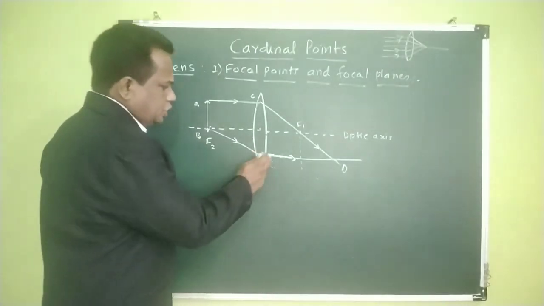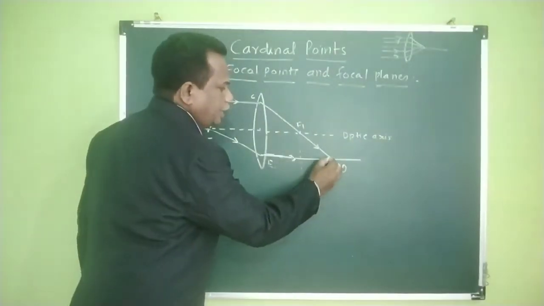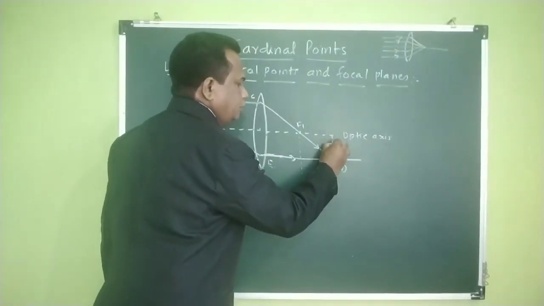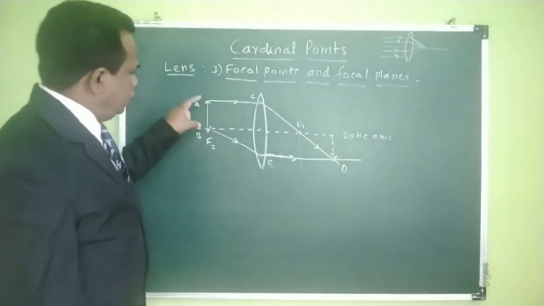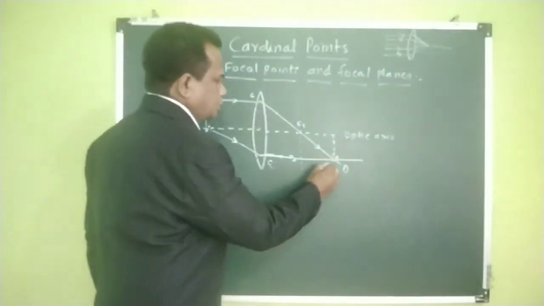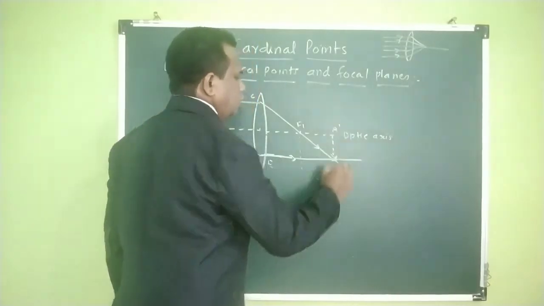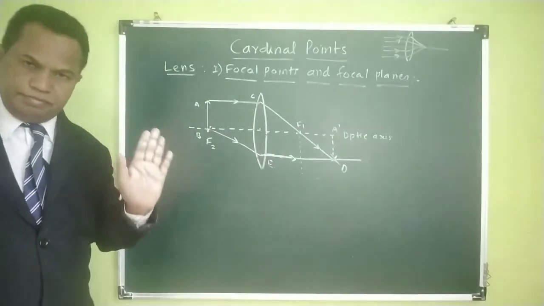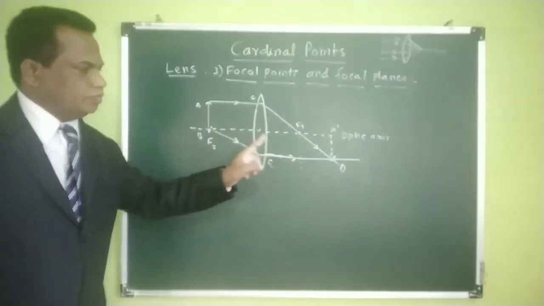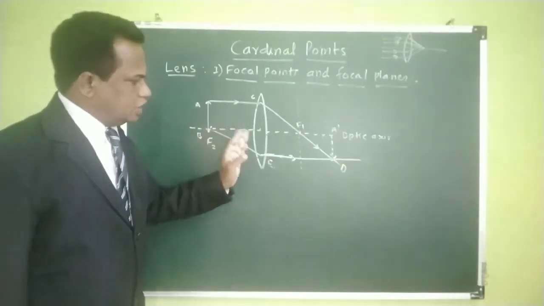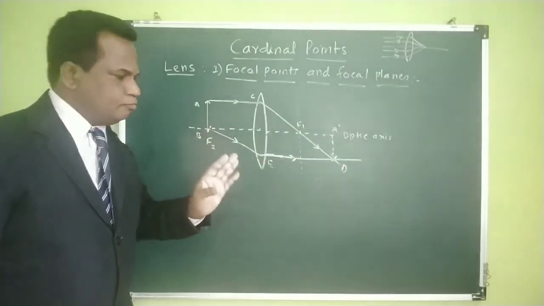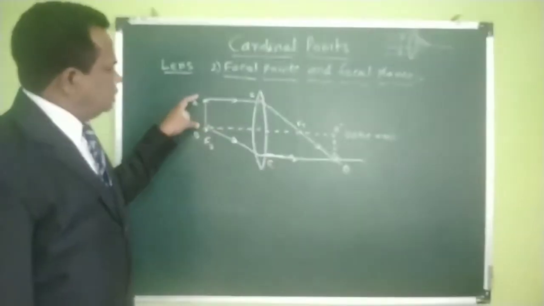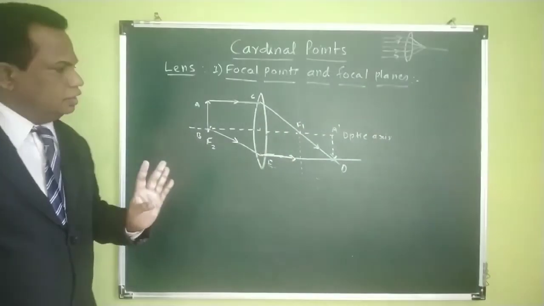So now these two rays meet at a single point. Then you draw a perpendicular line. This line gives rise to the image of this object. A dash D is the image of this object. Can you understand? This is the image of this object. You may say that this is looking small, but because of my drawing it looks small, but it is larger than this one.